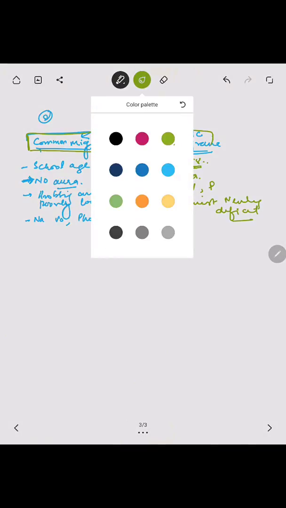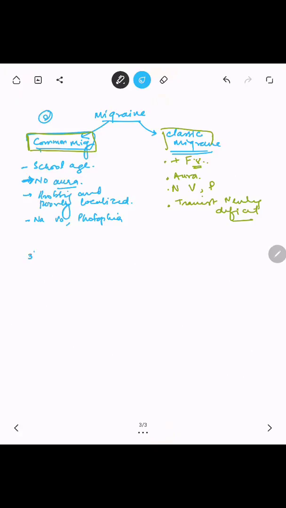Okay, there can be nausea, vomiting, photophobia. Okay, movement and noise problems, and it can be preceded by transient neurological deficit. Okay, like numbness, tingling, hemiparesis, aphasia. Okay, so you need to know the two types of difference: common migraine and classic migraine.